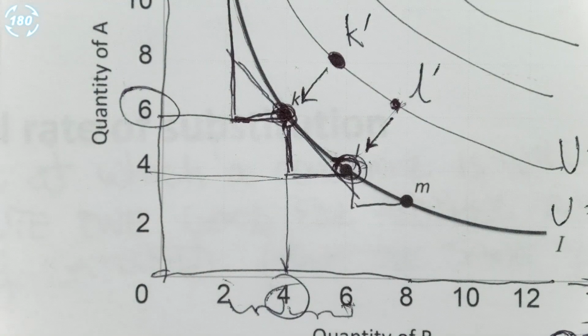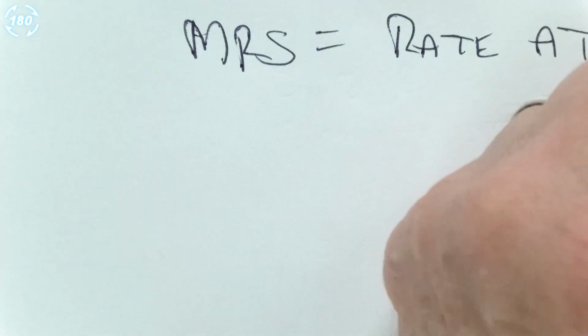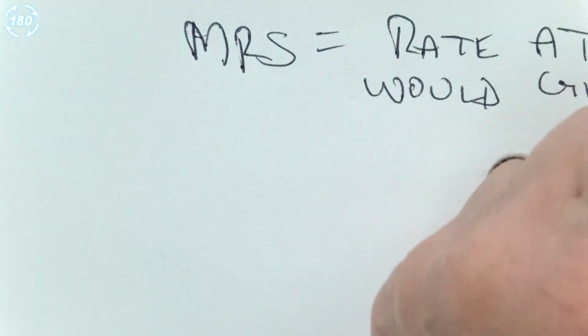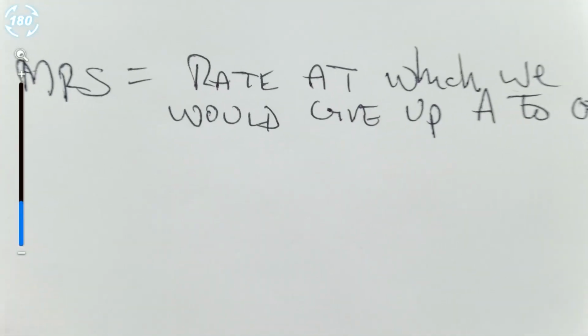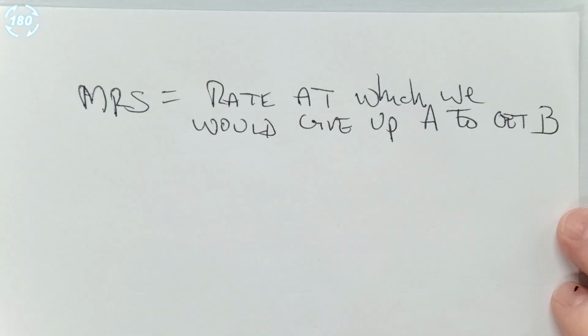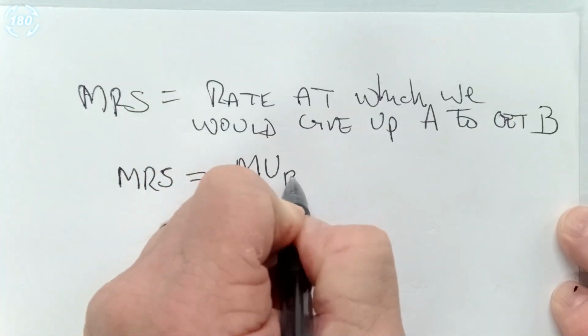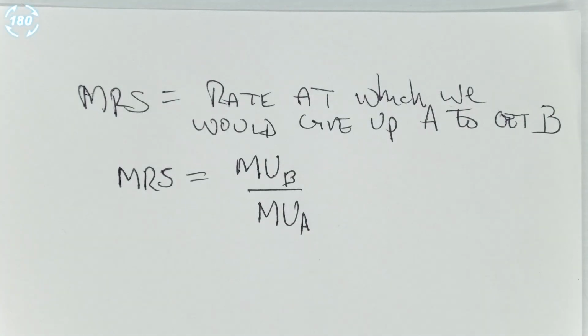And the marginal rate of substitution is equal to, okay, first off, what we're saying here is the marginal rate of substitution is a rate. Is the rate at which we would give up A to get B, say. Okay? Now what is that? It turns out that the marginal rate of substitution is equal to the marginal utility of B over the marginal utility of A. Now here's where we get three-dimensional again, and I'm just going to mention it here.